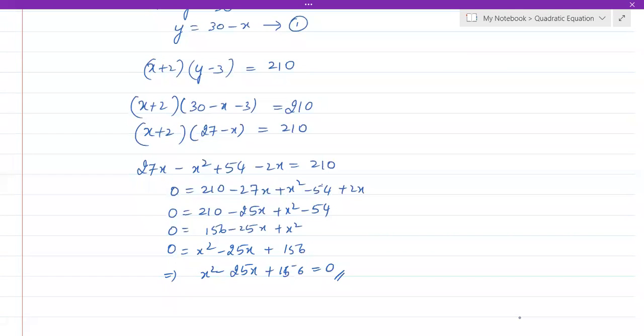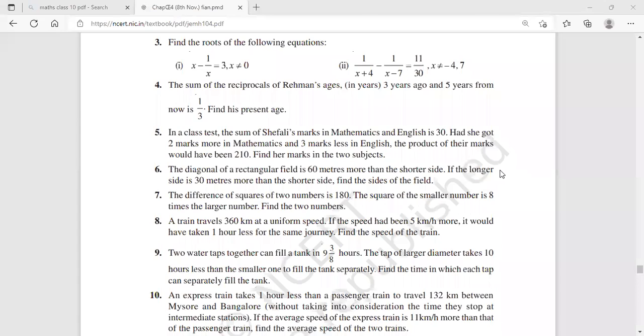So let's get into the next question. In the next question, the diagonal of a rectangular field is 60 meters more than the shorter side. If the longer side is 30 meters more than the shorter side, find the sides of the field. Okay, there is a rectangular field, in which the diagonal is 60 meters more than the shorter side, and the longer side is 30 meters more than the shorter side. So both the diagonal and the longer side are dependent on the shorter side.